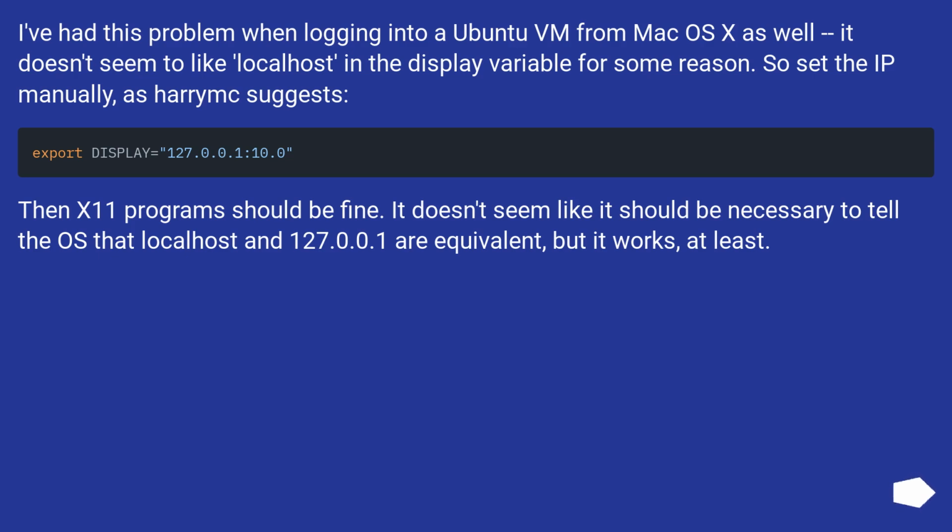I've had this problem when logging into an Ubuntu VM from Mac OS X as well. It doesn't seem to like localhost in the DISPLAY variable for some reason. So set the IP manually, as Harm suggests. Then the X11 program should be fine. It doesn't seem like it should be necessary to tell the OS that localhost and 127.0.0.1 are equivalent, but it works, at least.